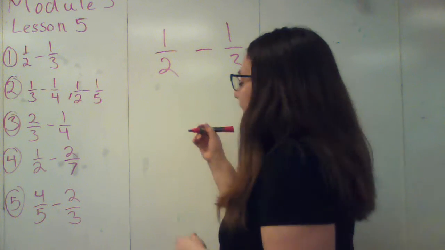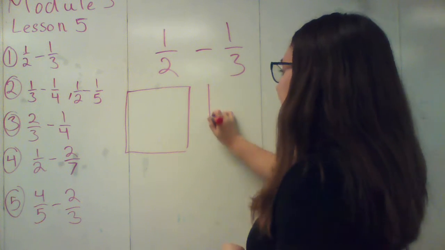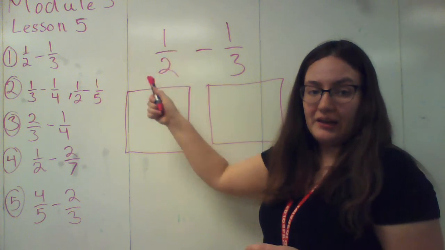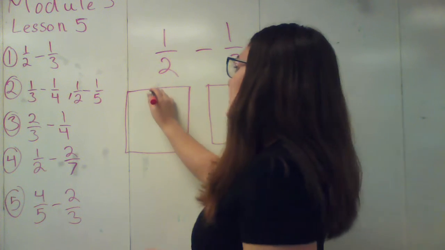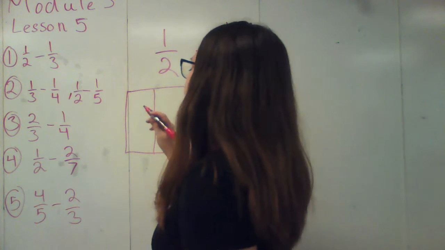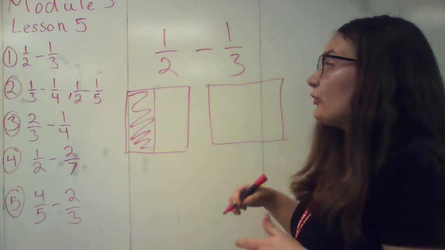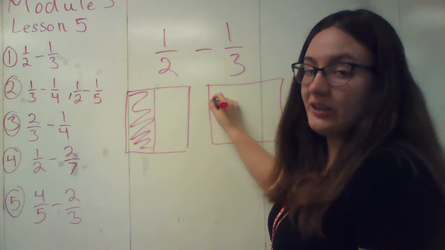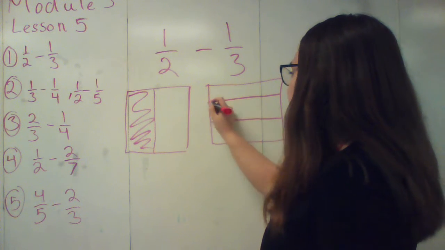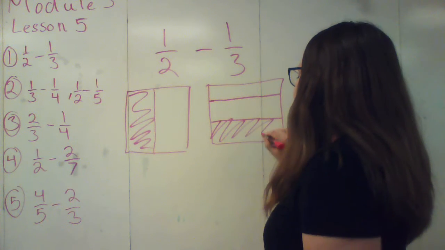And just like always, I will start by drawing a model for each of the boxes. And then I will show you 1/2 on this one. So I always start with that vertical line. So I cut this box in half and I shade it in just like that. So just like before. And then for my third, I will again start with having my second box with horizontal lines. And then I just fill in one of those boxes.